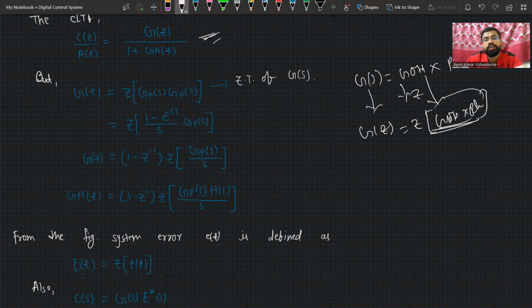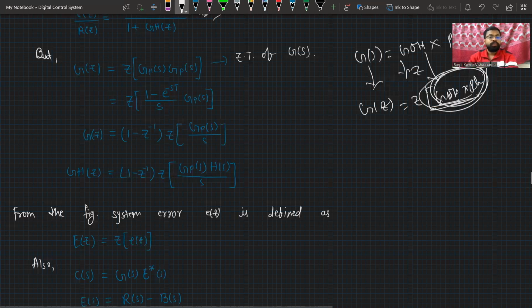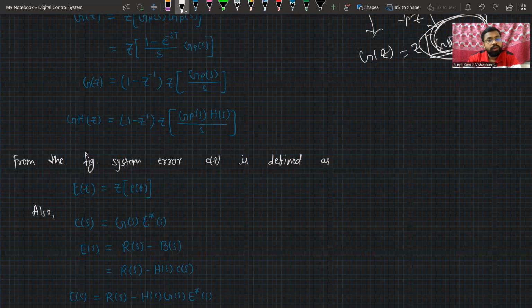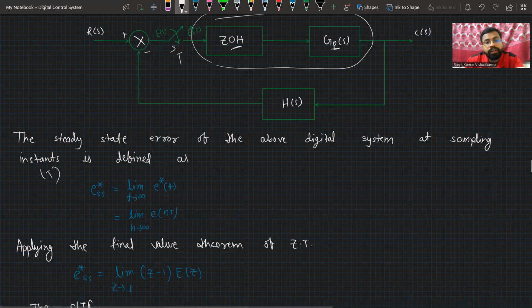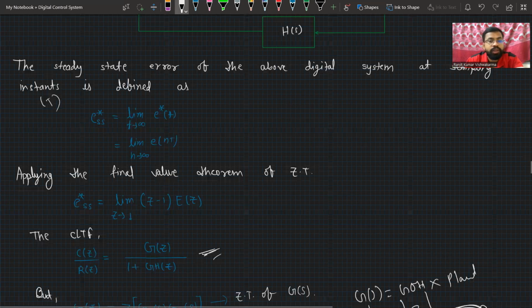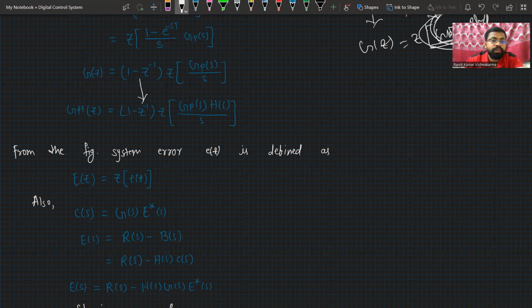After that we have to calculate the z transform of this function. So directly we can write it like this. We have to calculate the z transform of Gp of s divided by s. So from here, Gh of z equals 1 minus z inverse times the z transform of Gp of s H of s divided by s. Why H of s? Because here I have not taken unity feedback; this has some transfer function, that is H of s. That's why I have taken Gp of s H of s divided by s.